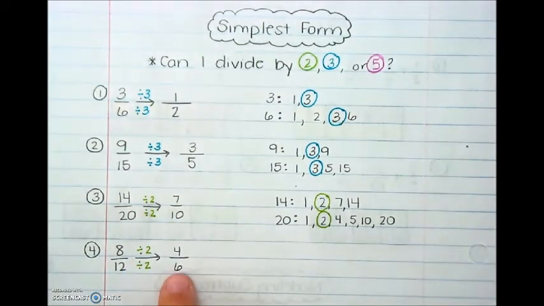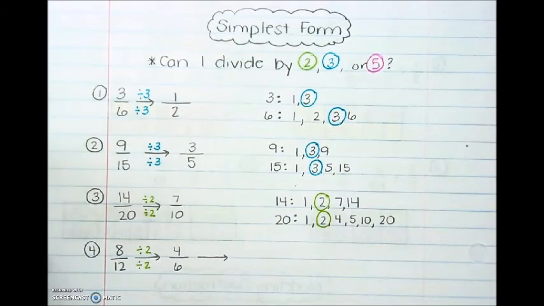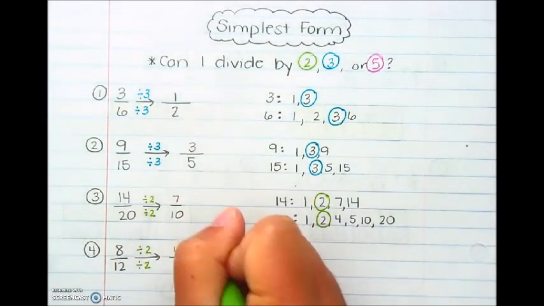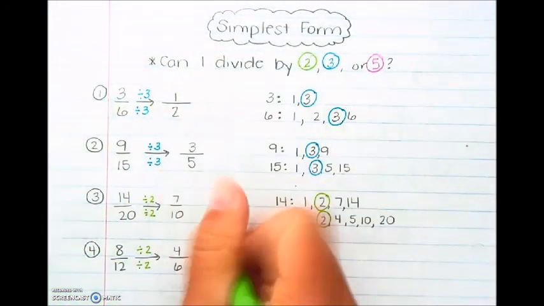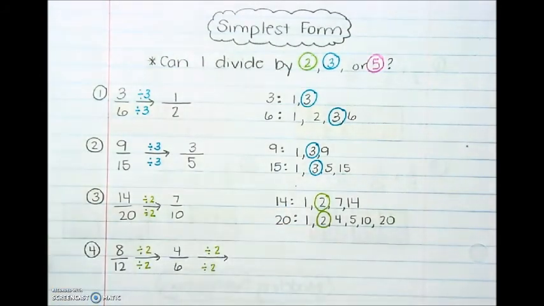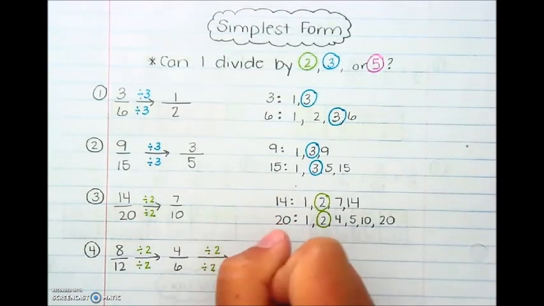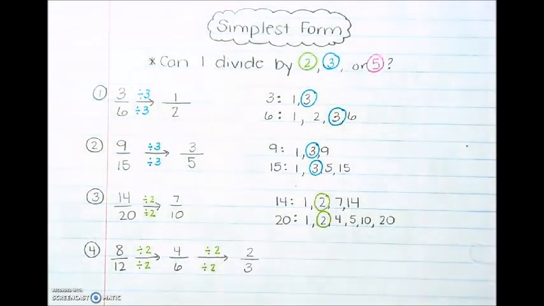Now, when I look at 4/6, I recognize that I'm not done yet because I can divide both 4 and 6 by 2 again. So that means sometimes if I'm using this strategy, I might need to take more than one step. When I divide 4 by 2, I get 2, and 6 by 2, I get 3, which is in simplest form.